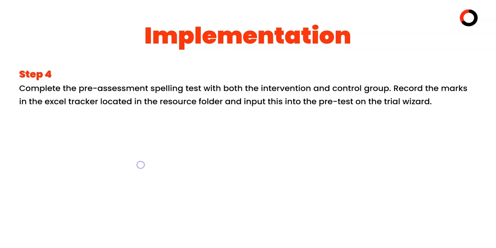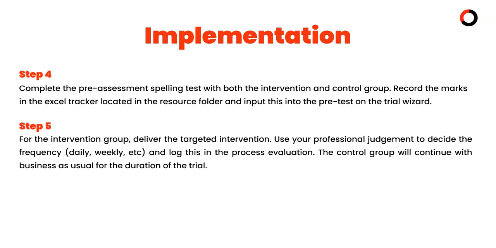Implementation. Step 4. Complete the pre-assessment spelling test with both the intervention and control group. Record the marks in the Excel tracker located in the resource folder and input this into the pre-test on the trial wizard. Step 5. For the intervention group, deliver the targeted intervention. Use professional judgment to decide the frequency, whether it's daily or weekly, and log this in the process evaluation. The control group will continue with business as usual for the duration of the trial.